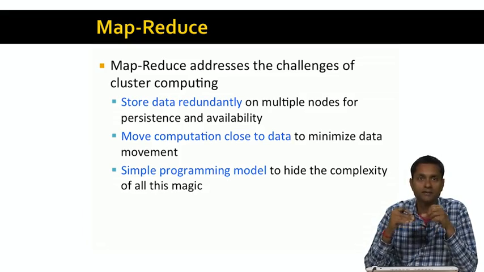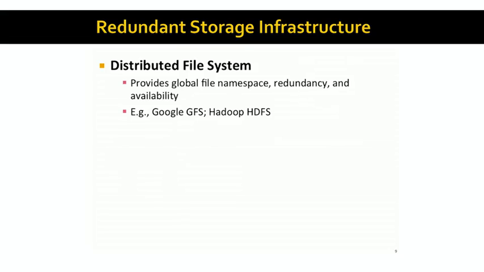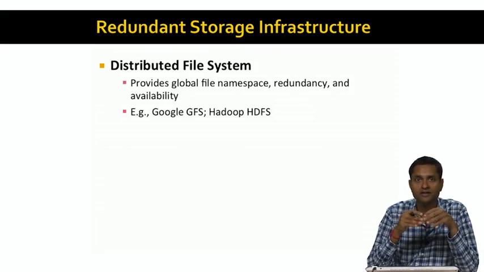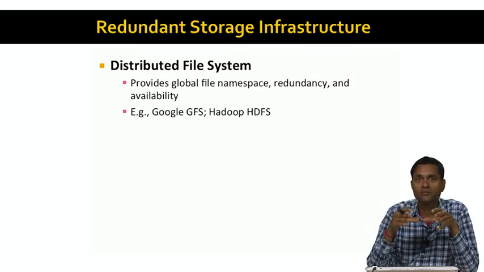And thirdly, the MapReduce model also provides a very simple programming model that hides the complexity of all the underlying magic. So let's look at each of these pieces in turn. The first piece is the redundant storage infrastructure. Now, redundant storage is provided by what's called a distributed file system. A distributed file system is a file system that stores data across a cluster, but stores each piece of data multiple times.